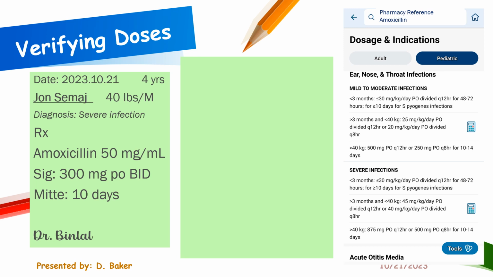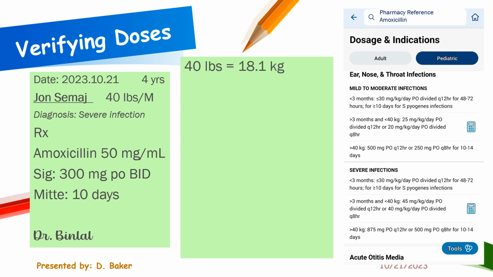Now in John's case, John has a severe infection, and based on the dose that you're seeing here as well, John was prescribed 300 milligrams of amoxicillin 2 times a day for 10 days. Question: is this dose appropriate for John?